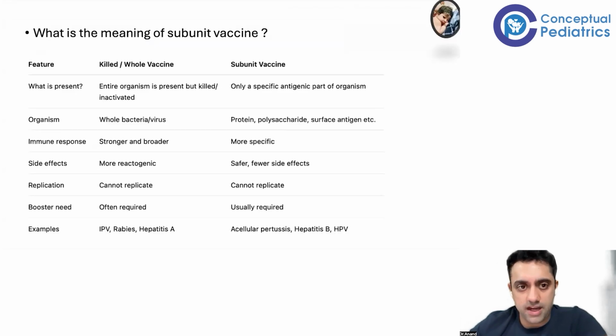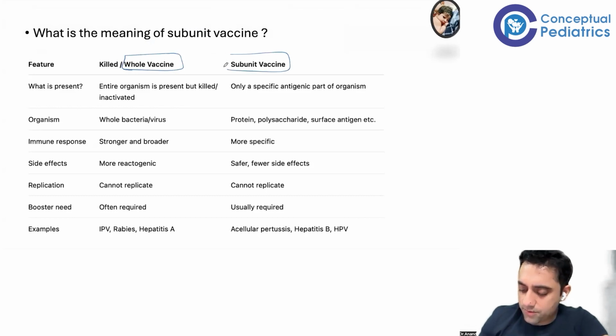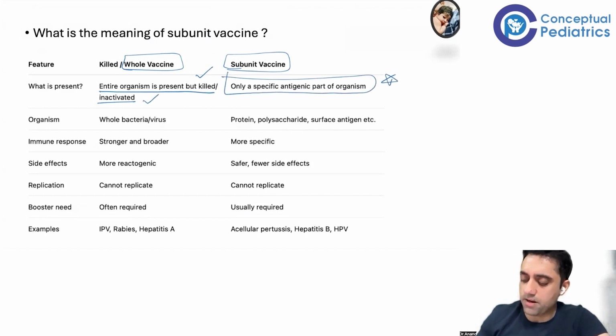What is the meaning of subunit? I have told you. And remember the difference between the whole vaccine and the subunit vaccine. In a whole vaccine, the entire organism is present, maybe killed or inactivated. Whereas in a subunit vaccine, only a specific antigen part of the organism is present.